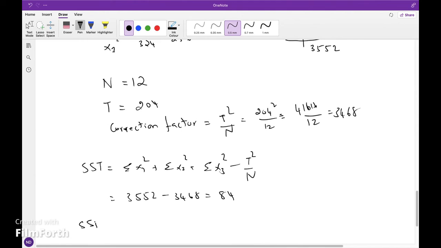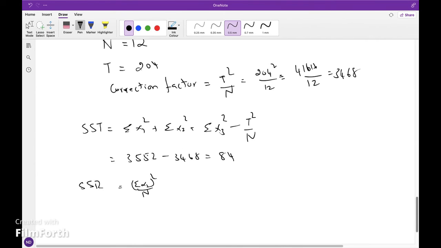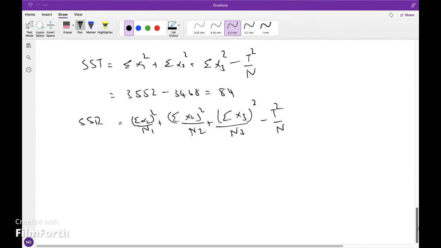Similarly, we can find the rows, that is, summation of x1 the whole squared by n1, because the totals are different, plus summation of x2 the whole squared by n2 plus summation of x3 the whole squared by n3 minus T squared by n. So n1 is the number of times in A, n2 the number of times in B, n3 the number of times in C.